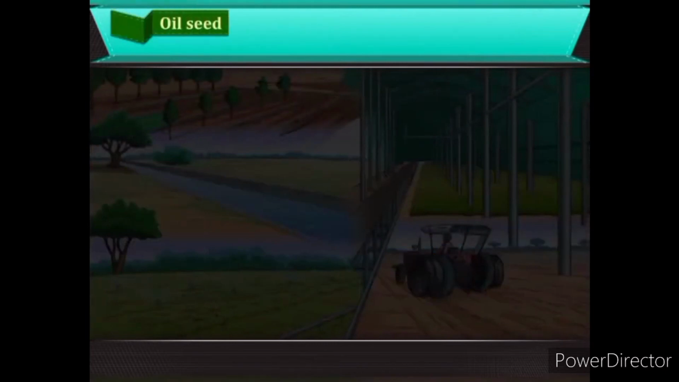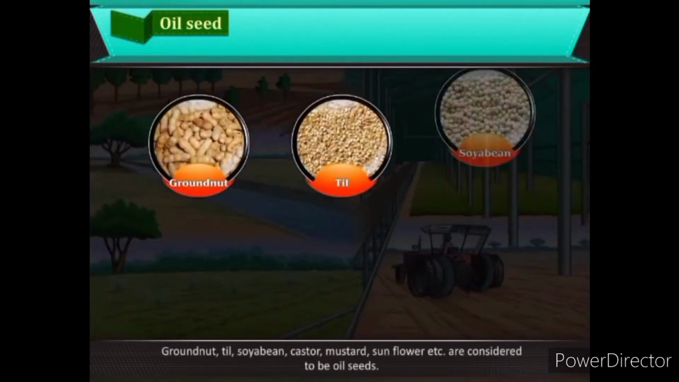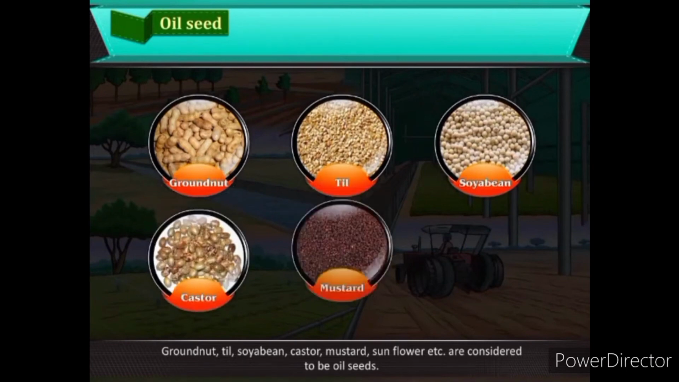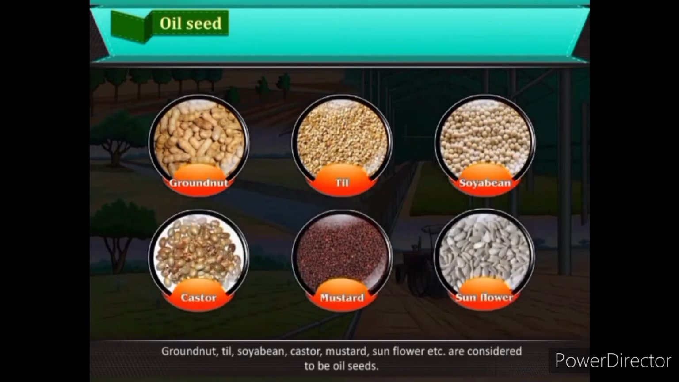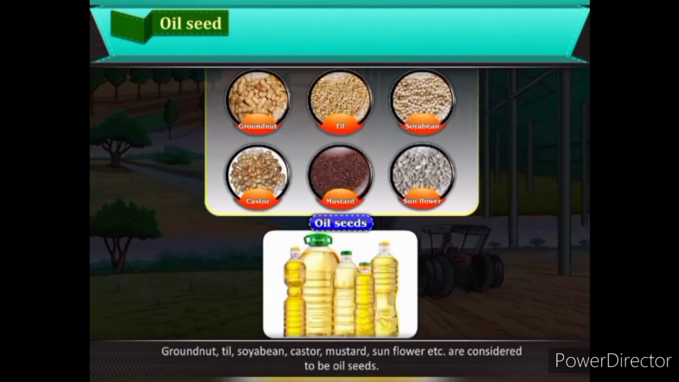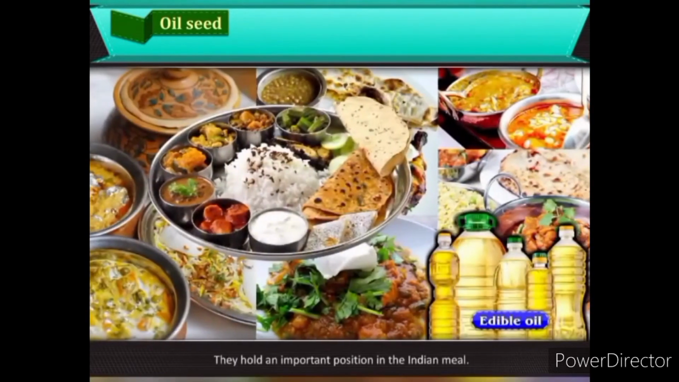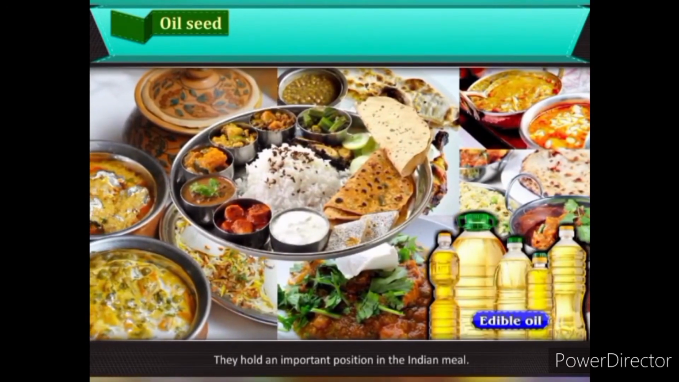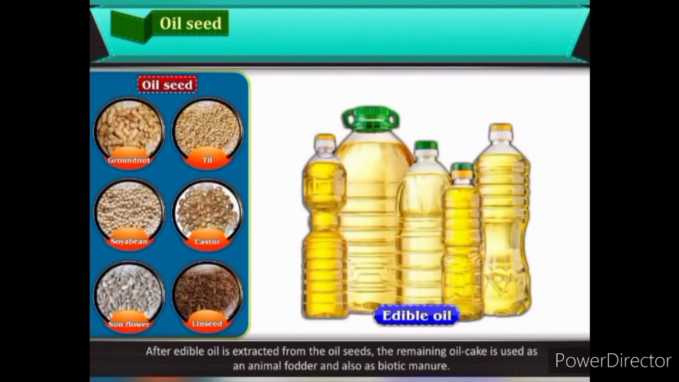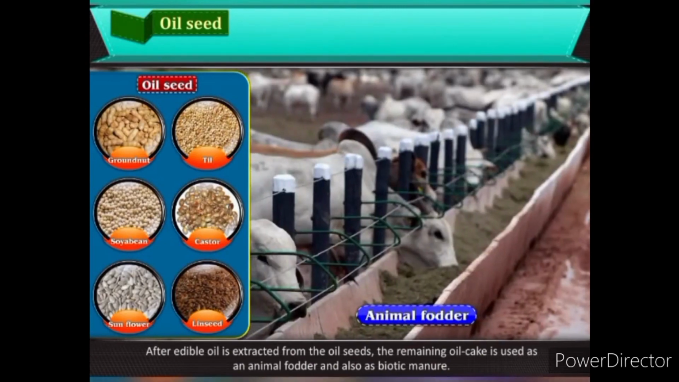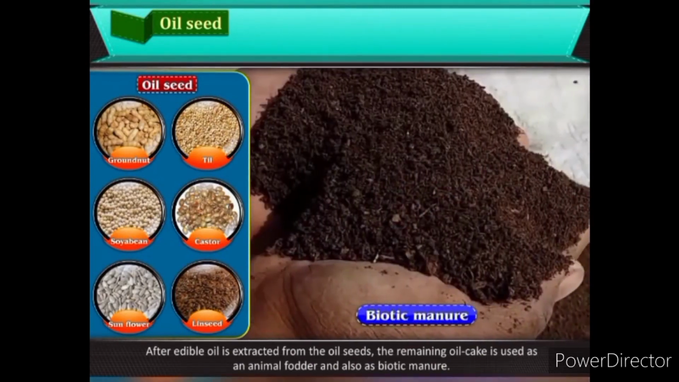Oil seeds. Groundnut, til, soybean, castor, mustard, sunflower, etc. are considered to be oil seeds. They hold an important position in the Indian meal. After edible oil is extracted from the oil seeds, the remaining oil cake is used as animal fodder and also as biotic manure.